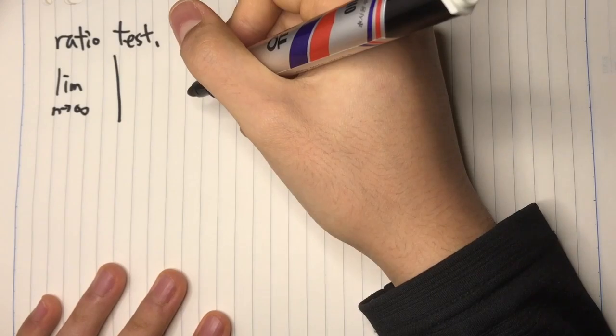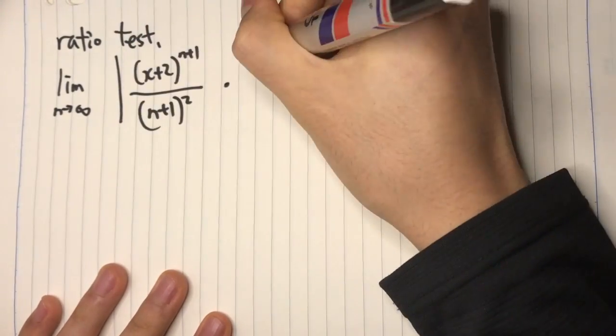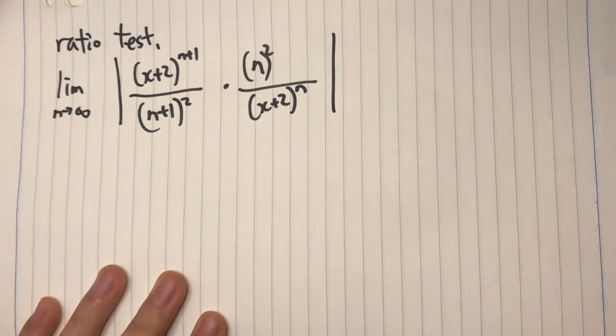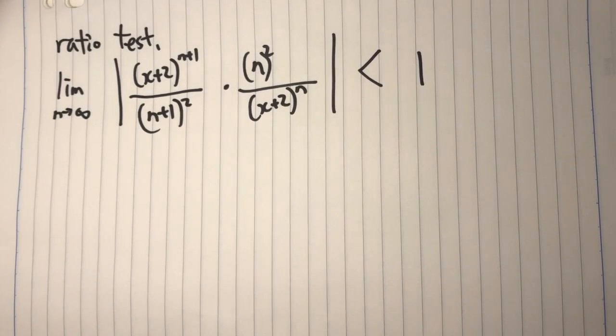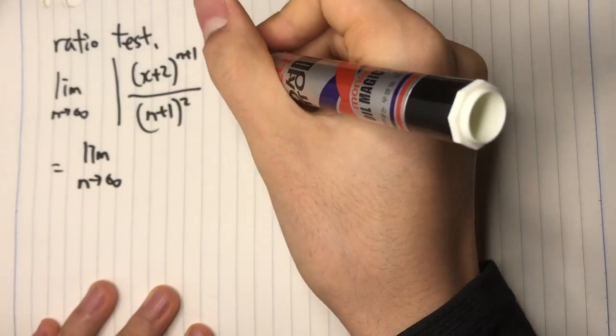So this is setting up the ratio test. The limit as n goes to infinity of that times that should be less than 1 in order for the power series to converge. And so we're just going to solve the limit.